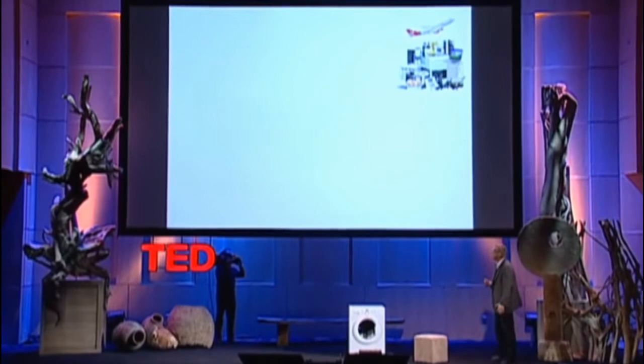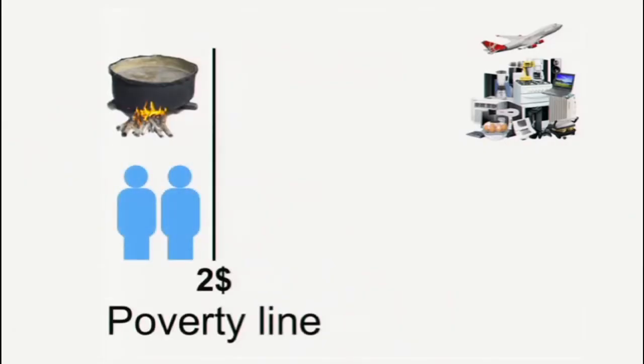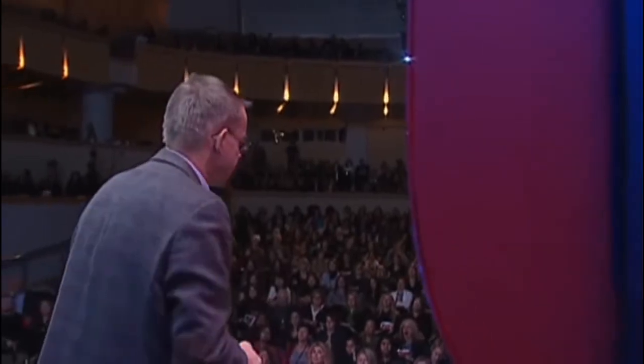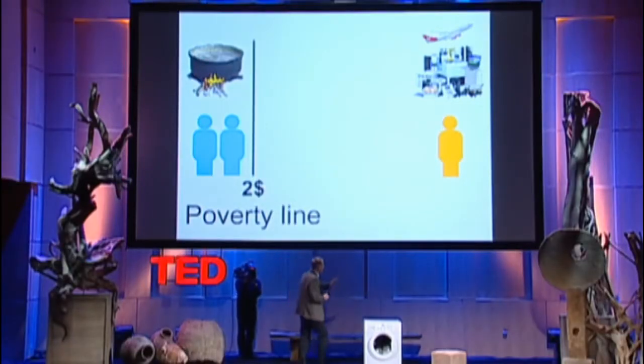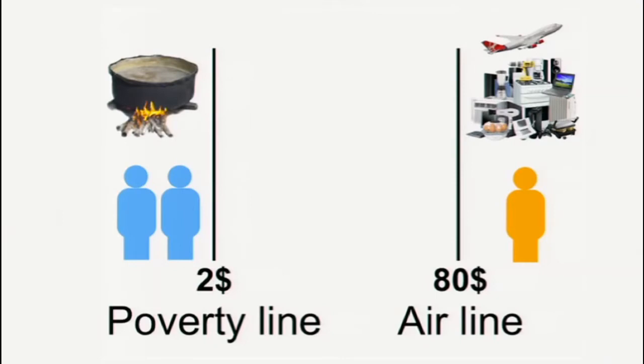And yet in the world, there are so many people who still heat the water on fire, and they cook their food on fire. Sometimes they don't even have enough food. And they live below the poverty line. There are 2 billion fellow human beings who live on less than $2 a day. And the richest people over there, there's 1 billion people, and they live above what I call the airline, because they have spent more than $80 a day on their consumption.